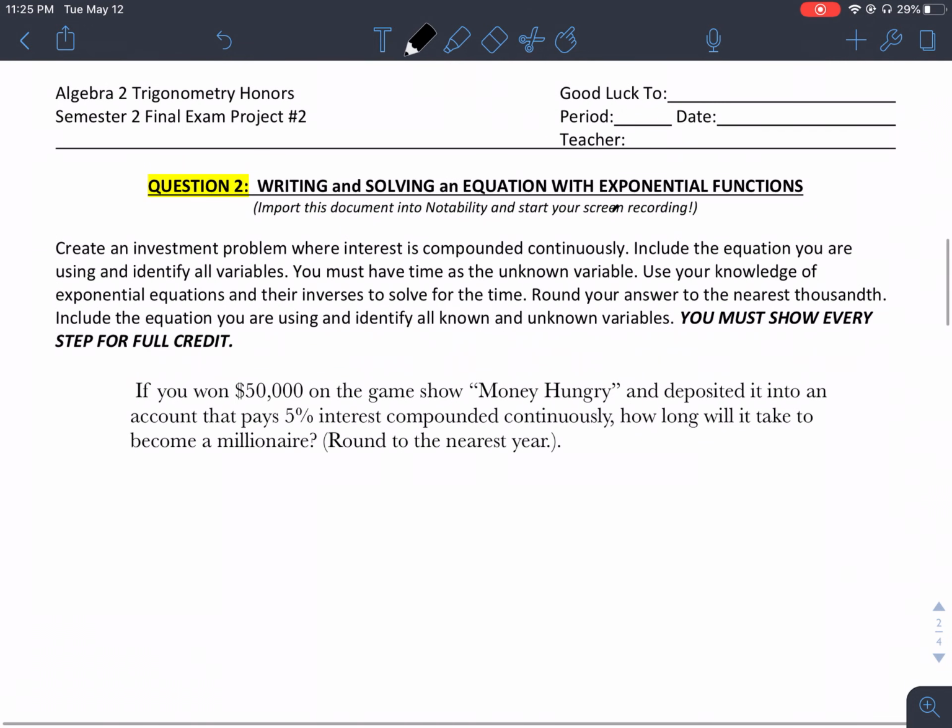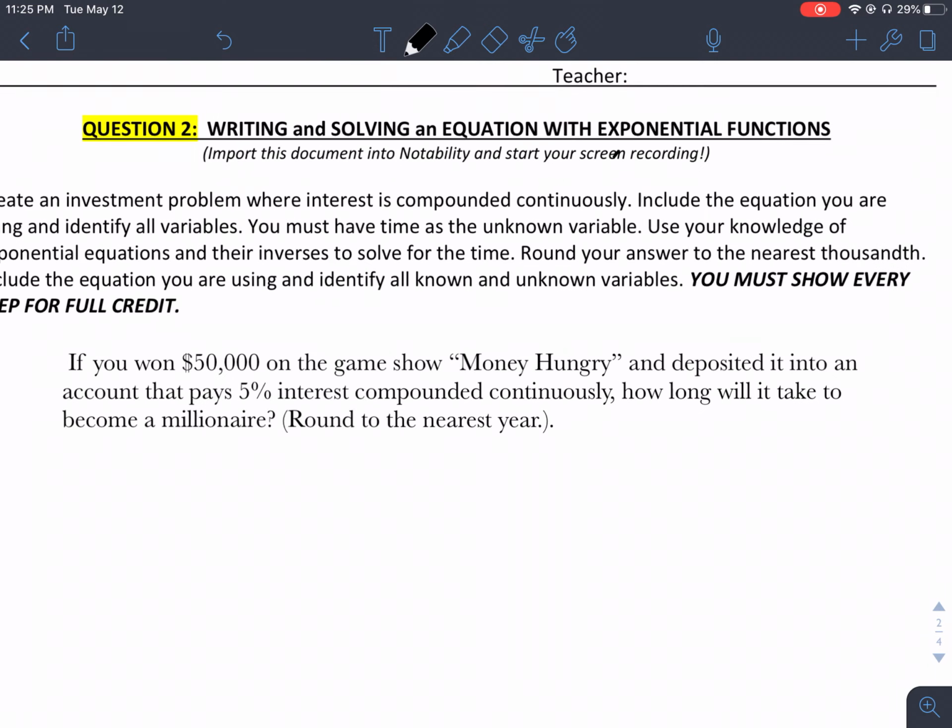Okay, next question. Create an investment problem where interest is compounding continuously. Use the equation you are using and identify all variables. You must use time as an unknown variable. Okay, so the question I made up was, if you won $50,000 on the game show Money Hungry and deposit it into an account that pays 5% interest compounded continuously, how long would it take to become a millionaire?